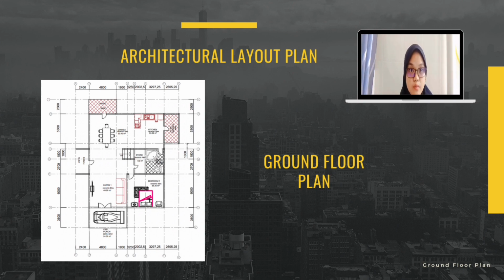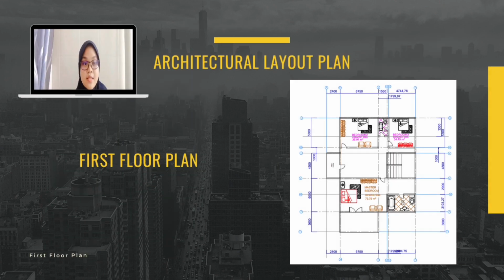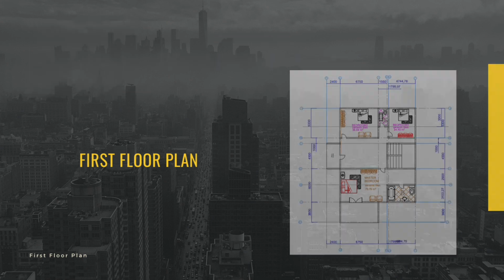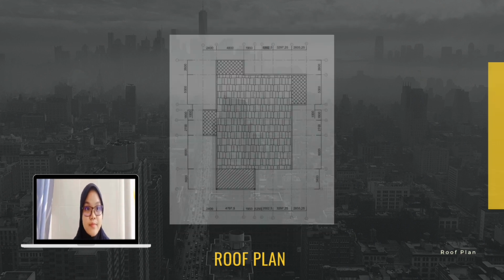So this is our group's architectural plan. The first picture is the ground floor architectural plan. Next, this is our architectural plan of the first floor for our project. And this is the roof plan of our group's architectural plan.